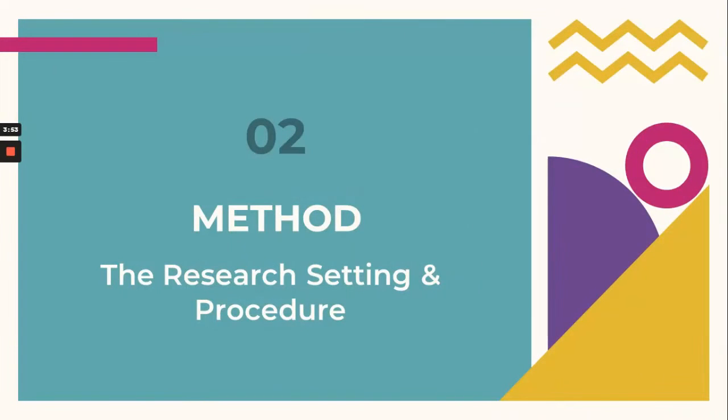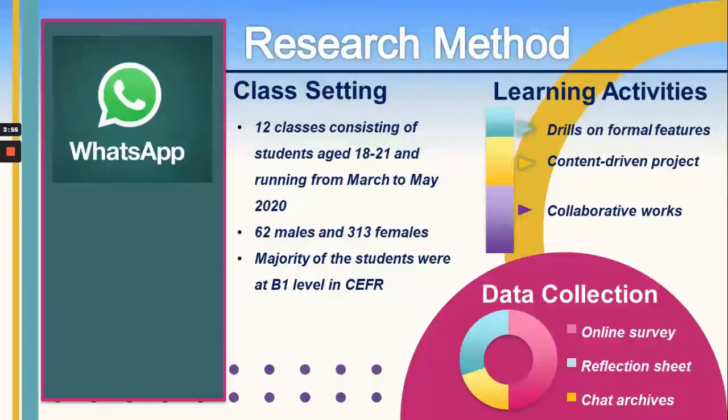Point 2 is the method. So this is the setting of my study. There were 12 classes consisting of students aged 18 to 21 years old, and the class was run from March to May in 2020. There were like 62 males and 313 females, and most of them were at B1 level. The learning activities were geared to drills on formal features, content-driven project, and collaborative works.